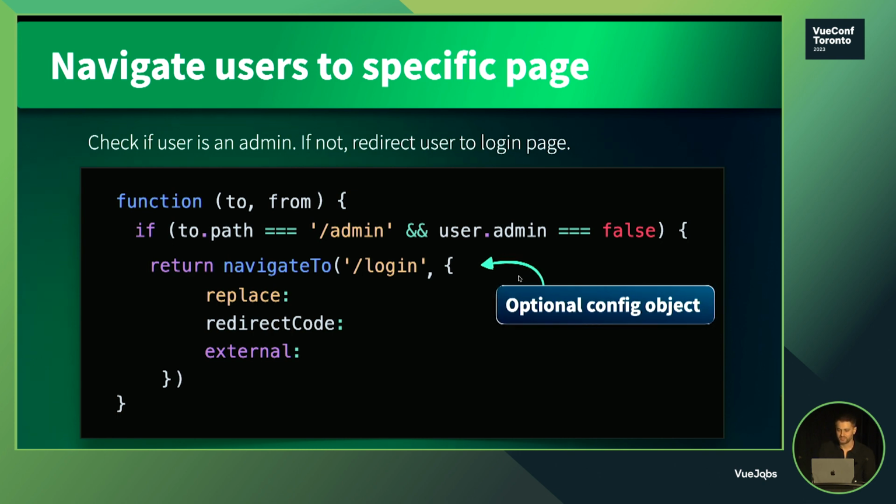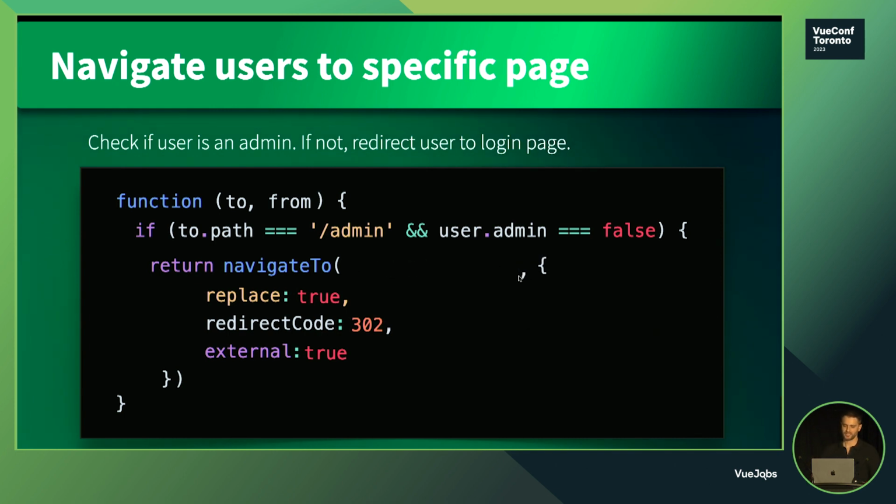Cool. And we can also configure this optionally. We can define things such as whether or not we want to replace the browser history. By default it's false, but we can make it true. By false, it means that the user can still hit the back button. And we can set up a redirect code and also make external true so that we can redirect to an external page. For example, if we wanted to redirect to a URL that lived outside of the routes configured within our app, we could do that by setting external true.